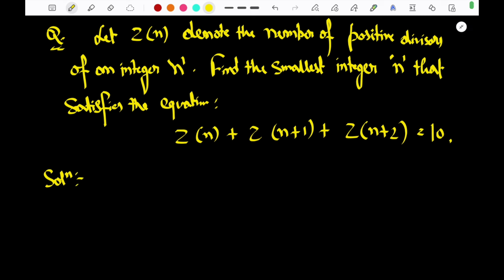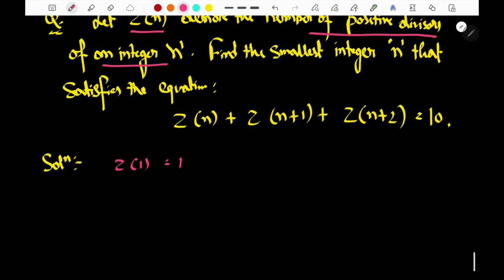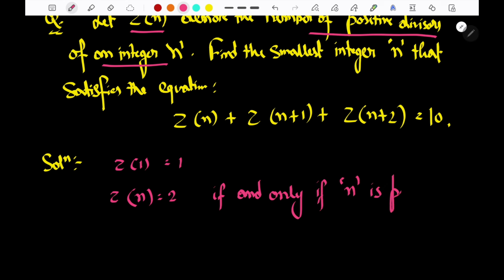So for the solution part, what does tau of n indicate? This indicates the number of positive divisors of an integer. For example, tau of 1 will be equal to 1, because 1 has only one factor. Tau of n is equal to 2 if and only if n is prime. Let's take an example: tau of 7 is equal to 2, because it has only two factors, 1 and 7.